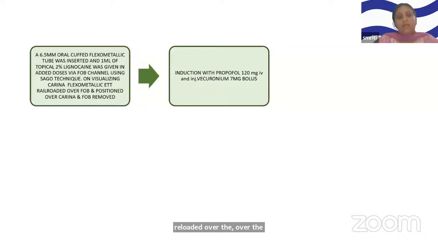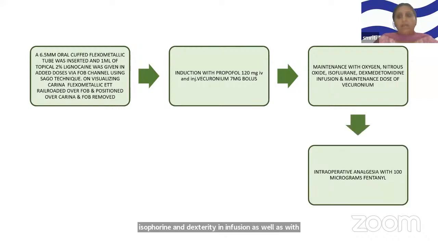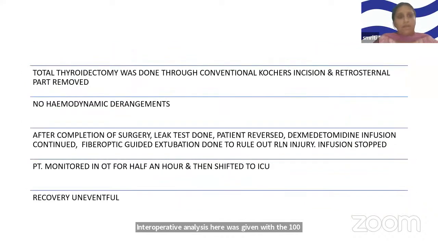On visualizing the carina, the flexometallic ETT was railroaded over the fibroscope and positioned above the carina, and the fibroscope was removed. After confirming the correct placement of the endotracheal tube through the visible capnogram as well as the visible chest rise, patient was induced with injection propofol 120 milligram IV and injection vecuronium 7 milligram bolus was given. The anesthesia was maintained with oxygen, nitrous, isoflurane, and dexmedetomidine infusion, as well as maintenance doses of vecuronium. Intraoperative analgesia was given with 100 micrograms of fentanyl and intravenous diclofenac 75 milligram.